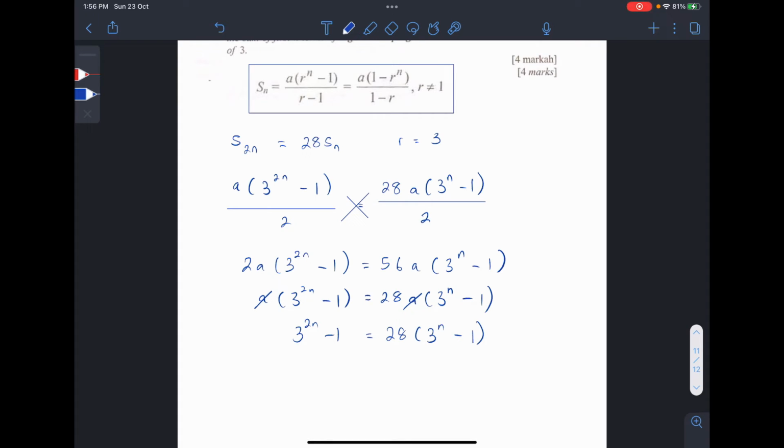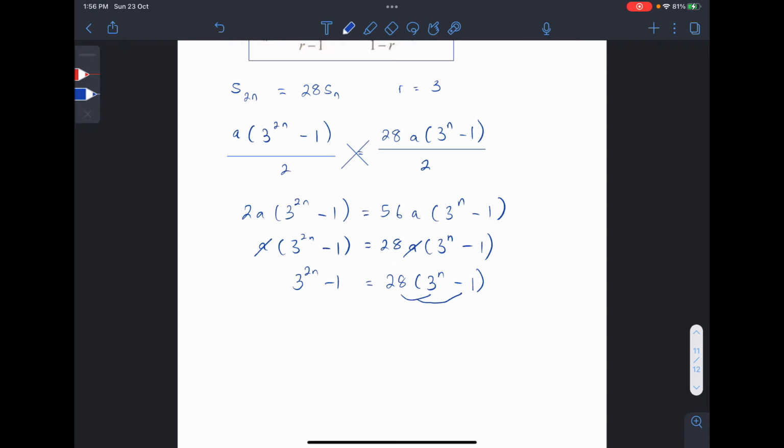All right, so I believe we can expand our brackets right now, so that's what we're going to do. So 3^2n minus 1 equals 28 times 3^n. I'm just going to write it in the bracket first. I'm not really going to do anything with it. I'm not going to multiply it, just leave it side by side: 28(3^n) and minus 28, just like this.